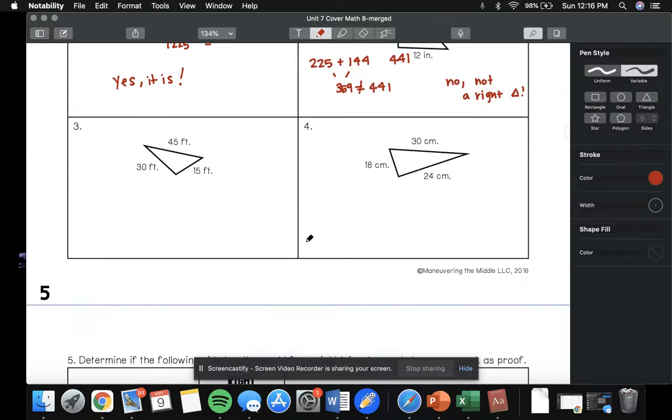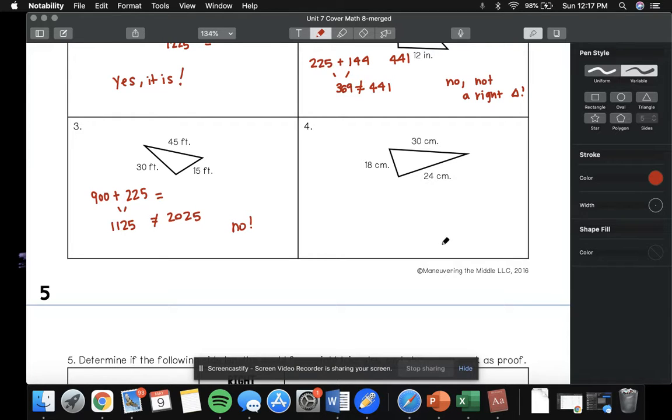Okay. Now you guys are going to go ahead and try these two. Okay. So if I'm right, this should be my hypotenuse. So I'm going to do 30 squared, which is 900, plus 15 squared, which is 225. If I add those together, I get 1,125, and that should be my hypotenuse squared, but it is not 45 squared, because 45 squared is 2,025. So nope, this is not a right triangle.